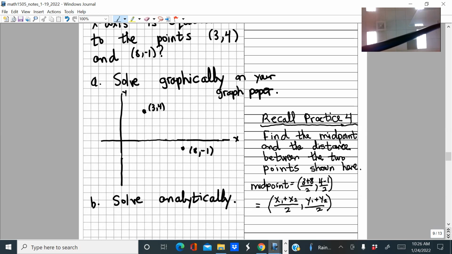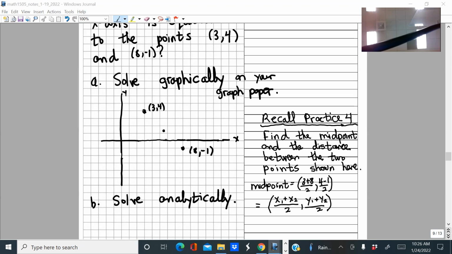So by the way, where is this point? 11 halves and 3 halves. So 1, 2, 3, 4, 5.5 on the x-axis, and then 1.5 right there on the y-axis. So there's the midpoint. That looks about right. I think that point does look like it's halfway between those 2 points.